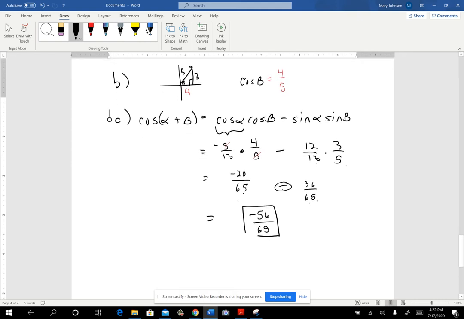You don't go and find what the angle is. All you do is look at the information you have about those angles, right?